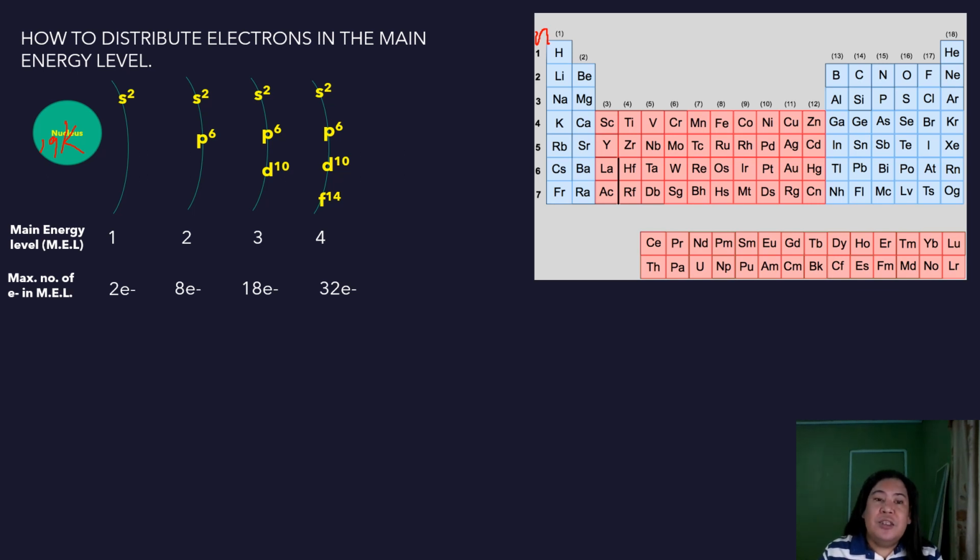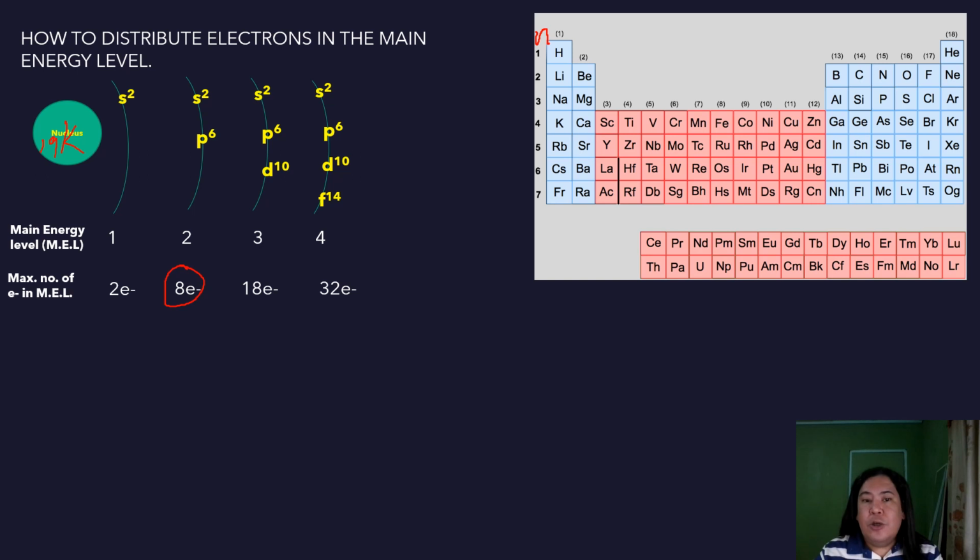Okay, pag sinabi nating maximum, hanggang dito lang. Ito yung 8 siya. Yan ang maximum niya, hanggang 8 lang. Pag naging 9 na yan, pupunta na siya sa third main energy level, yung pang 9th electron na yon. Hindi na siya dito. Okay? Pero pwede siyang mabawasan. Hindi siya pwedeng sumobra. Pagdating dito sa third main energy level, the maximum is 18. Hindi siya pwedeng sumobra ng 18. Pero pwede siyang 17, 16, 15 hanggang papunta sa 1. Okay? Ganun din sa last. Okay? Sa 32 electrons, sa fourth main energy level.